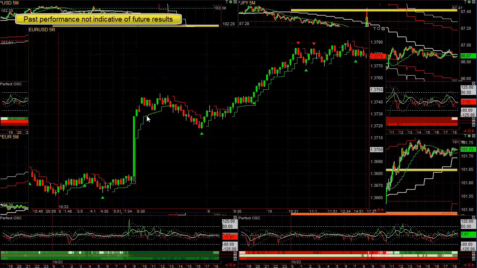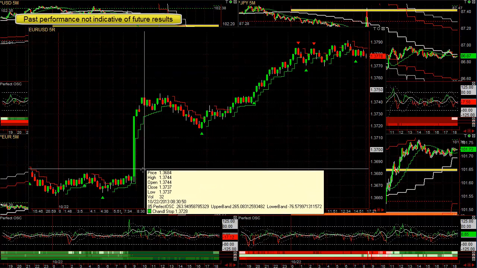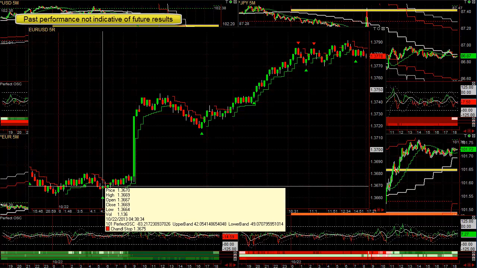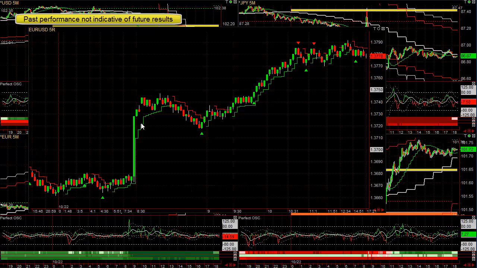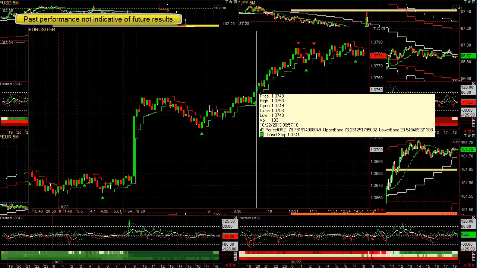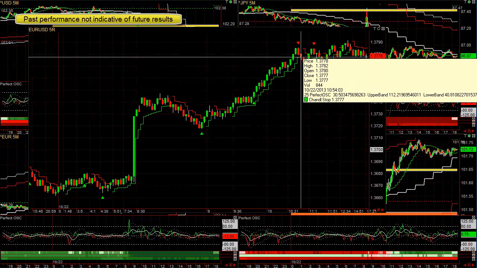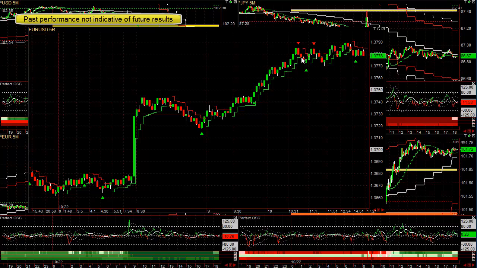And so you'd have been in this trade and out right here. You would have been out at 37. In this trade here at 70. So that's a 67 pip move. In here again, much smaller profit there. Buy again right here at 48. Out at 78. So a nice 30 pip move there.